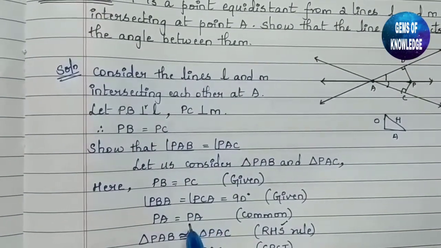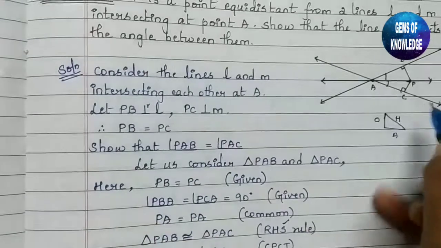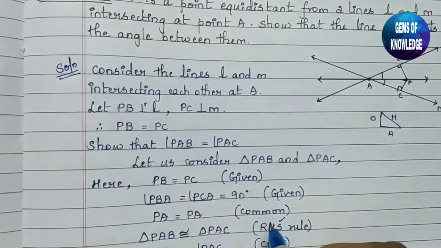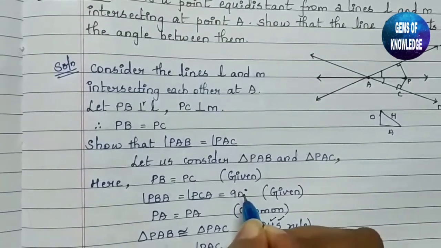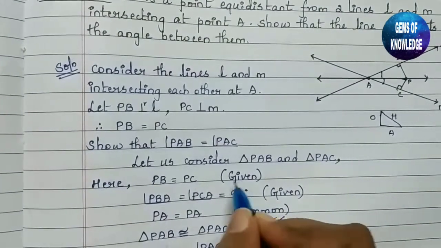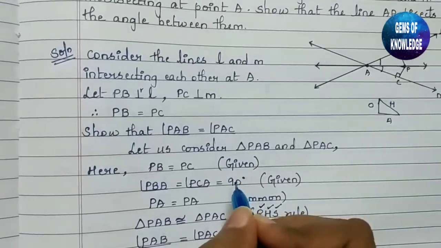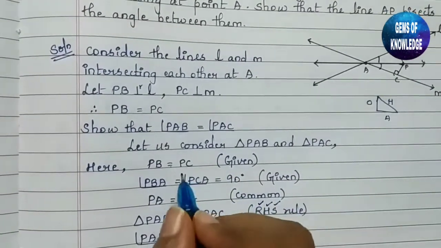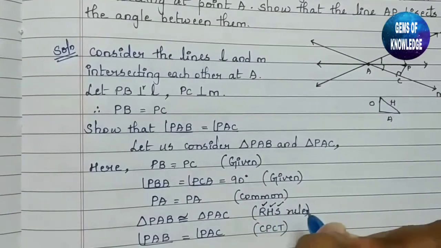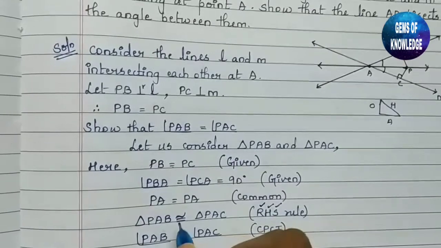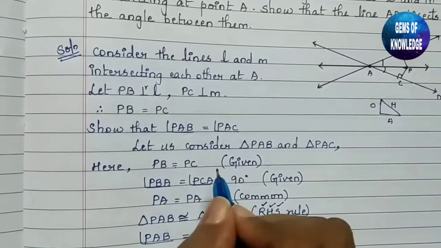And this PA is equal to PA. This is the hypotenuse for both the triangles. So the hypotenuse is given, and one more right angle here, which is 90 degrees. So according to our RHS rule, right angle, hypotenuse, side rule, we can say that both these triangles are congruent.